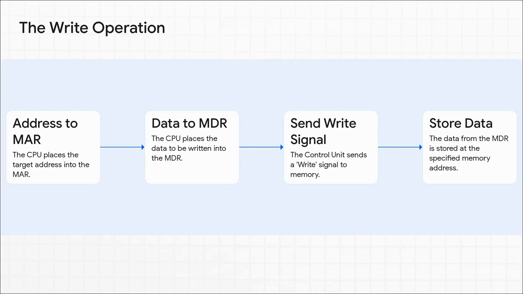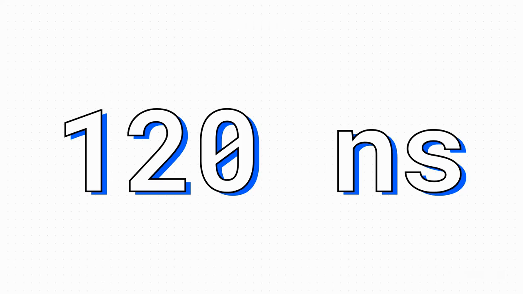So what about the other way around, the write operation, storing new data? It's a very similar process, but the flow is just reversed. First, the CPU puts the target address in the MAR, just like before, but this time it also puts the data it wants to save onto the front desk, the MDR. Then it sends the write signal, and the memory grabs that data from the MDR and stores it in the right spot. And of course, writing data has a time cost too.